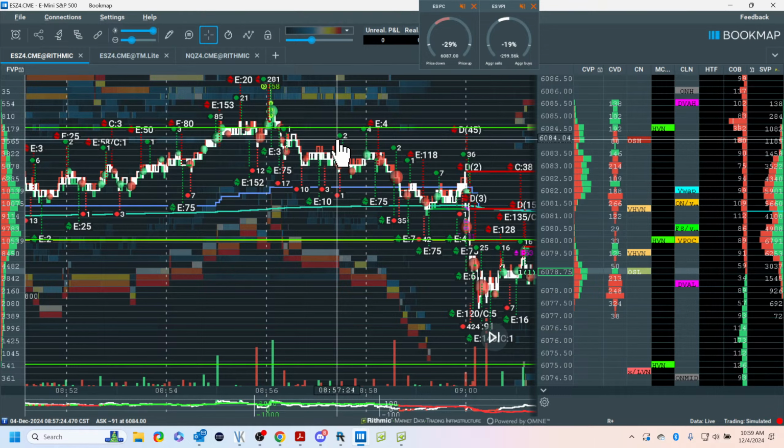Again, I'm talking about time frames or fractals. I don't think in the clock, so I don't use the term time frame.